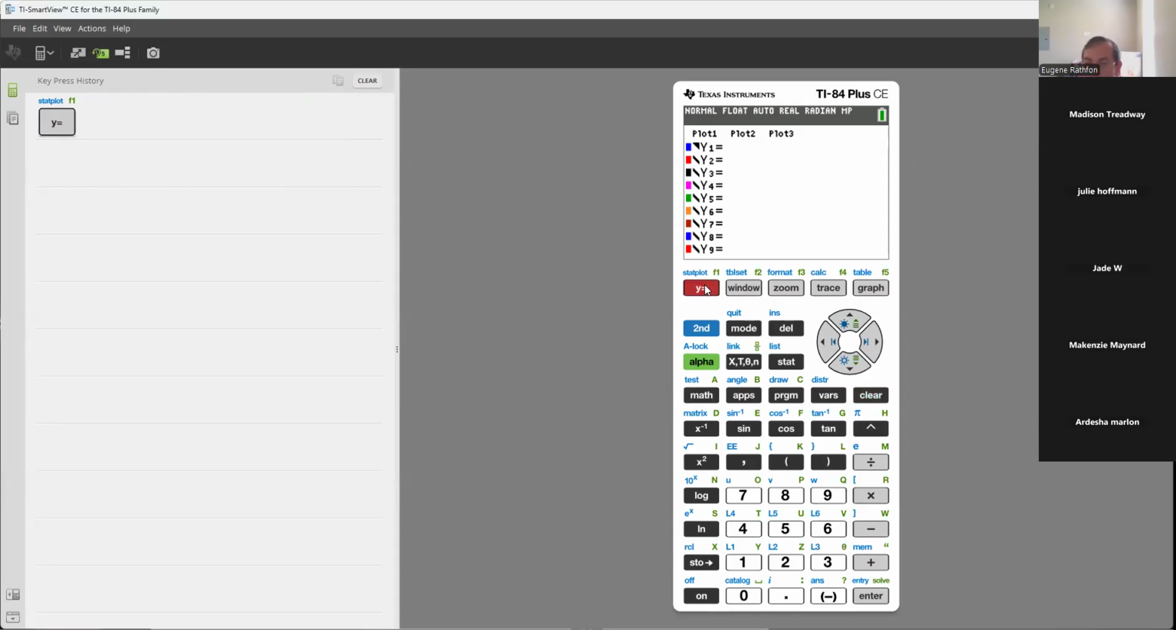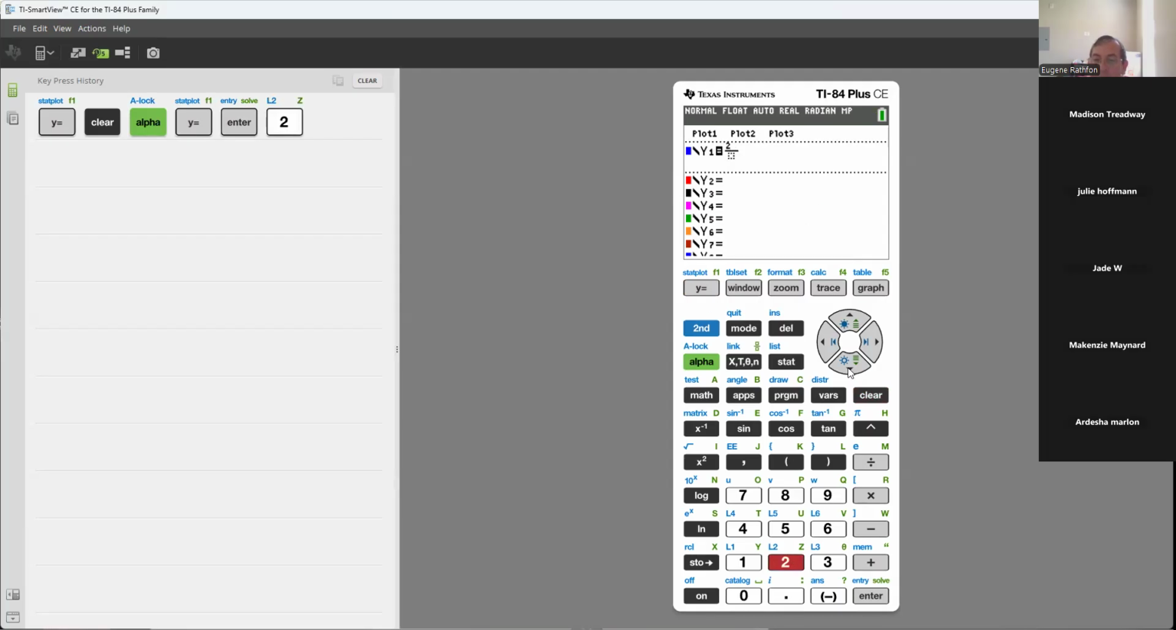So y equals, so let me clear it again and it'll get rid of that triangle. All right, so I had a fraction, so I'm going to hit alpha y equals and enter to do my fraction notation. That was a 2 on top, 5 on the bottom, arrow right, then hit your x, and then it was plus 3.